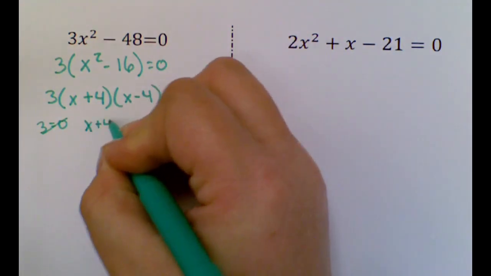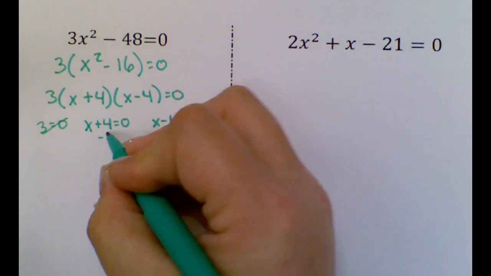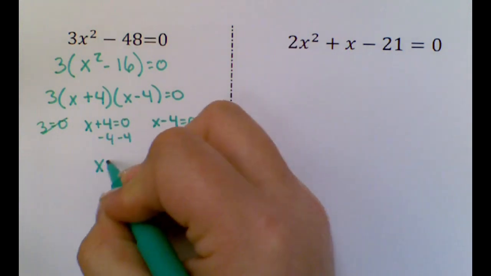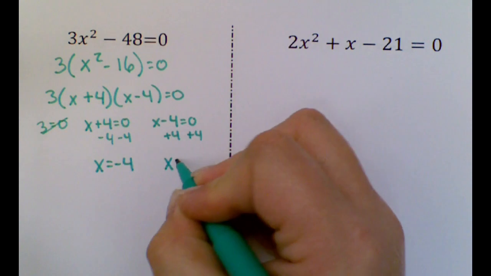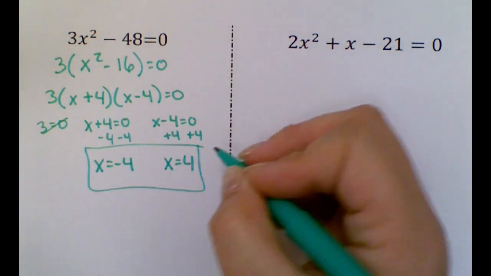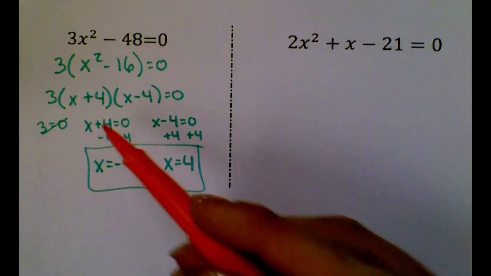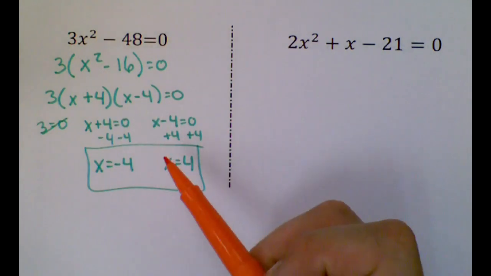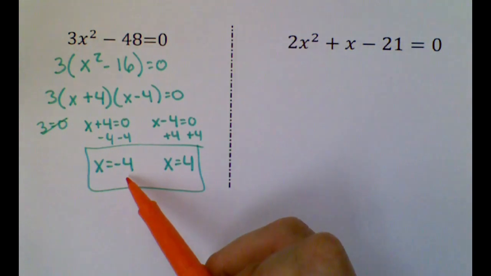So x plus 4 equals 0, and x minus 4 equals 0. Subtract my 4, I get x equals negative 4. Add my 4, I get x equals positive 4. Negative 4 and positive 4 will make that equation true. All right, you may have noticed a shortcut that it is the opposite of what's in the factors, right? If my factor is x plus 4, my solution is x equals negative 4.